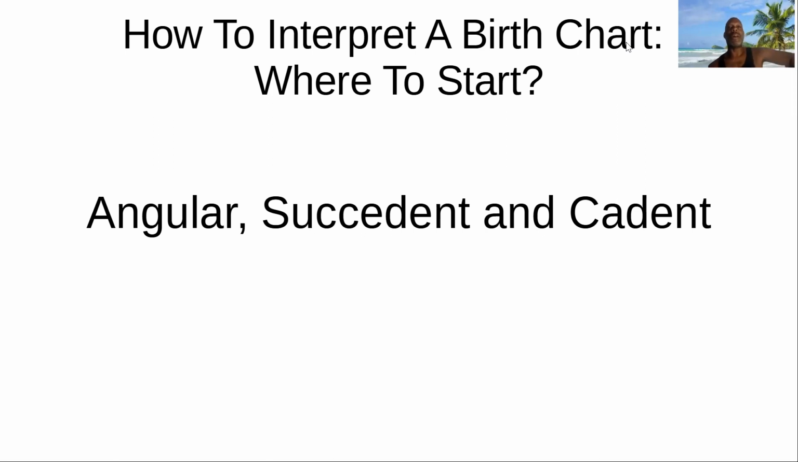Today we're going to talk about how to interpret a birth chart and where to start when we do so. We're taking into account that you should already know what the zodiac signs mean. You should know what the planets mean. You should know what the aspects entail. You should know what the houses mean. Or at least have some kind of basic understanding of that before looking at this, because now we're talking about how to interpret, not necessarily how to learn astrology.